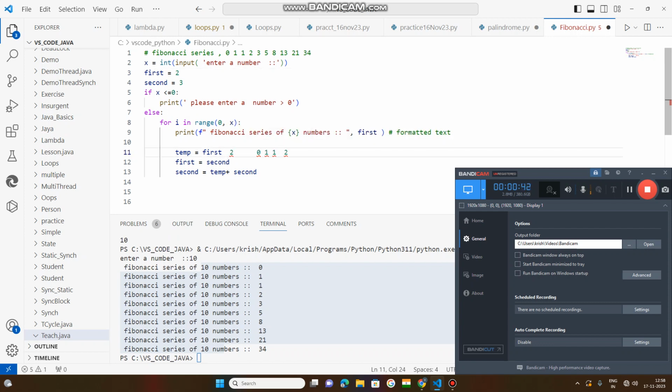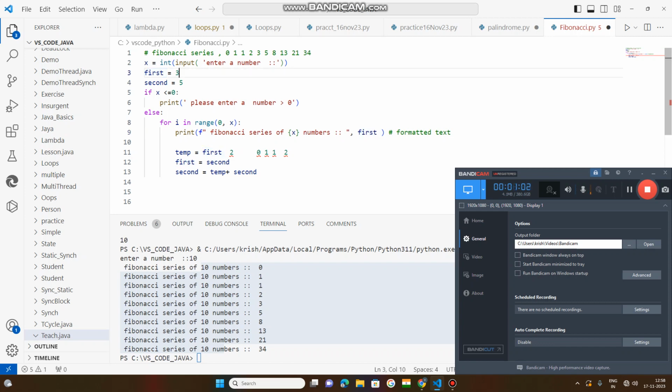Okay, now first is equal to second. This becomes second, it becomes 3. Now second is equal to temp plus second. Temp plus second means temporary holds 2 plus second 3, total 5. It becomes 5. Now it prints again first, the value stored in the first variable.